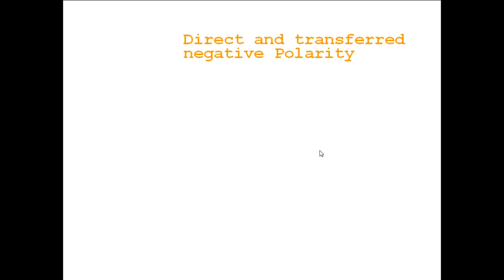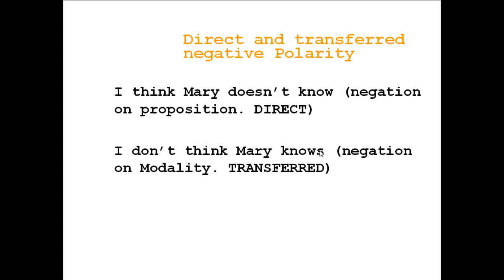Okay, now there's another little thing you should know about polarity, and it's whether polarity is direct or transferred. Let's see the difference between these two. I think Mary doesn't know. Okay, where is the negation here? Yeah, it's in the statement that the projected clause. Instead here, I don't think Mary knows. Here it's not in the projection, but it's in the projecting clause. Okay, so whereas here the negation is on the proposition that's construed.